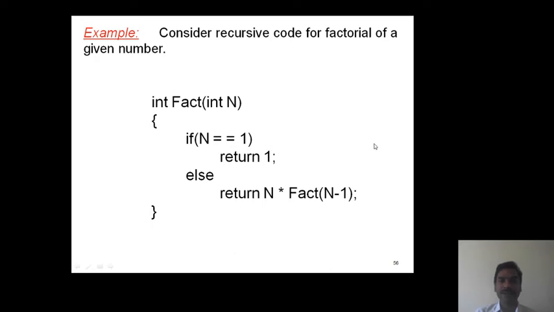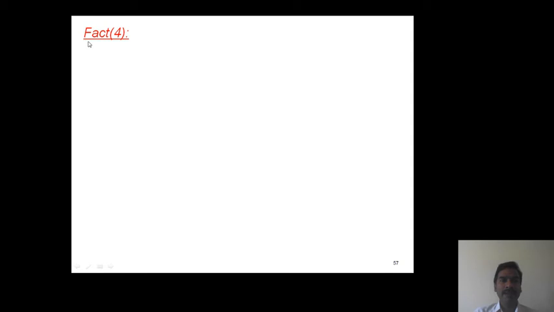Now, assume we are calculating 4 factorial value. Now, how is the function implemented? This one, fact of 4. So first we check whether this n value reaches 1 or not. So 4 equivalent to 1, false. Hence, the recursive condition will be executed, like return 4 into fact of 4 minus 1.